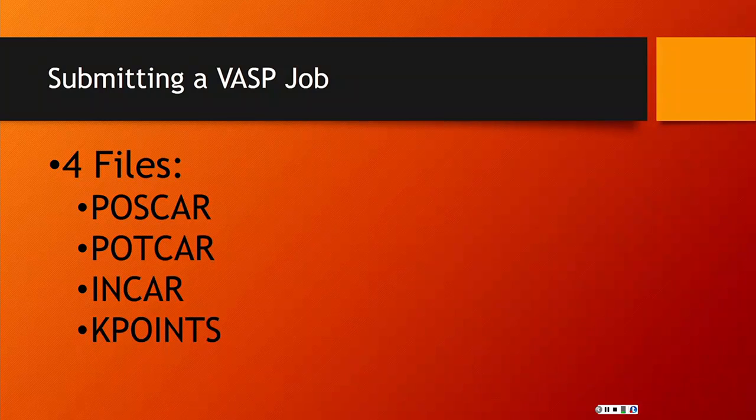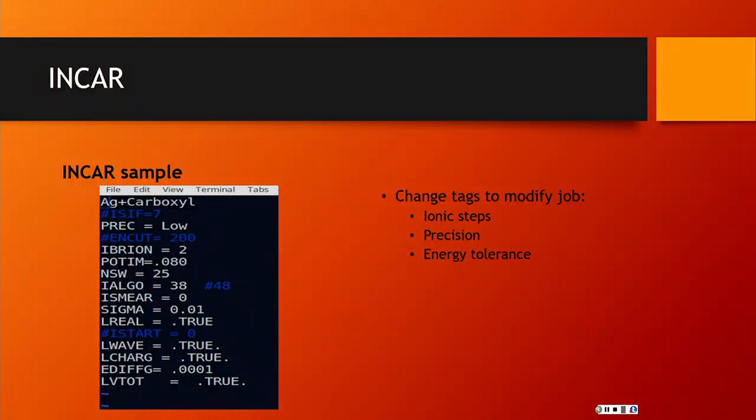You want the POSCAR, which stands for position. It's the coordinates of all your atoms. The POTCAR, which specifies the pseudopotentials that you're going to use in the calculation. There's the INCAR, which has a bunch of input parameters, and KPOINTS, which specifies aspects of k-space that are going to be used in the calculation. The first one I'm going to talk about is INCAR. It has a lot of different parameters, and it lets you customize your calculation in a variety of different ways.